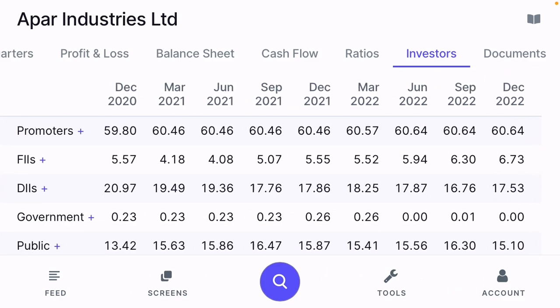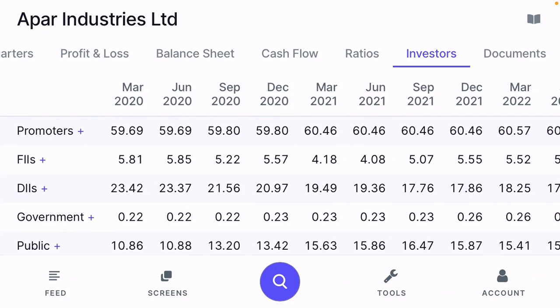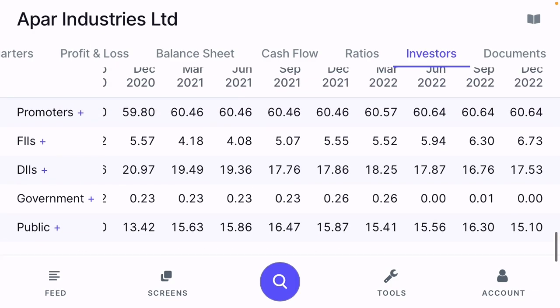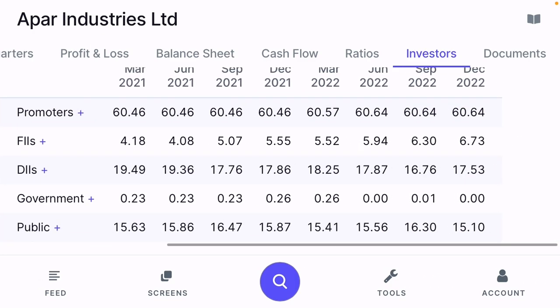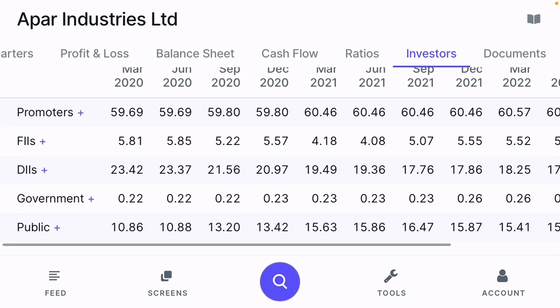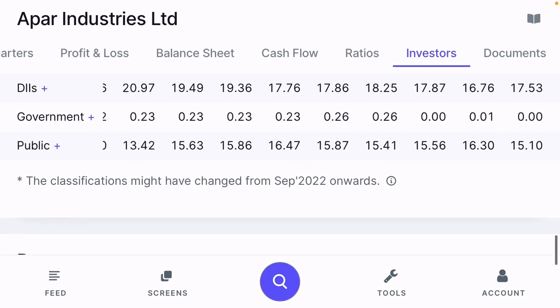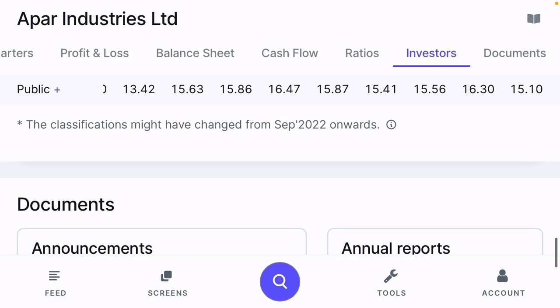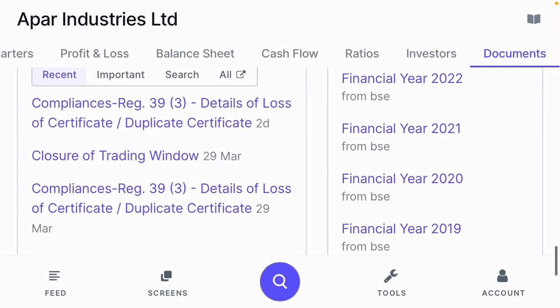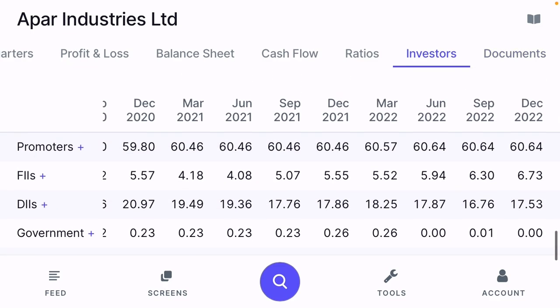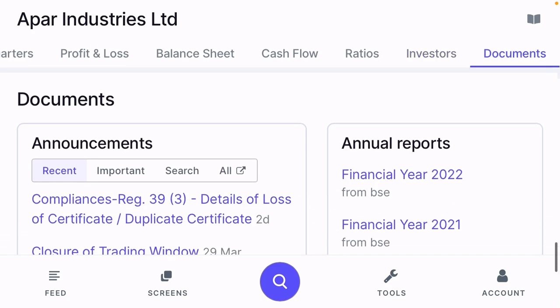Promoter holding, one of the positive signs, the earlier promoter holding was 59.6. Now the promoter holding is 60.64. The promoter has increased their position. FII holding is slowly increasing. Earlier FII holding was just 4.818. Now it is showing almost 6.73. DII also increasing their position. Public is reducing their position, which is benefiting LIC and other DIIs.